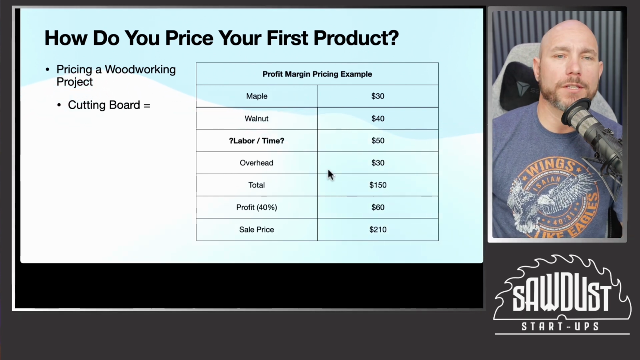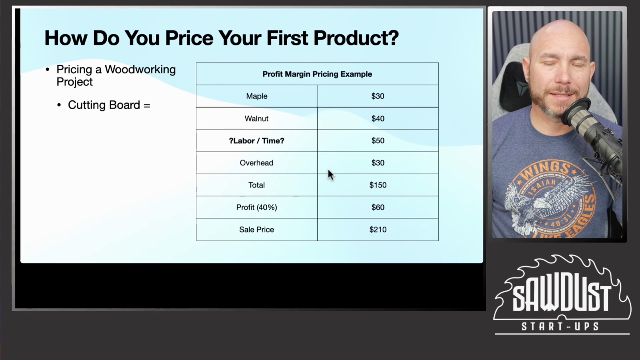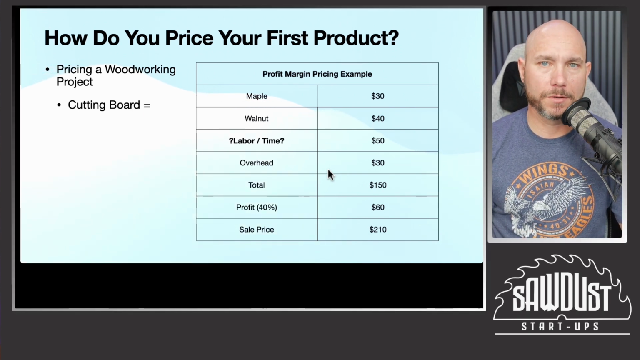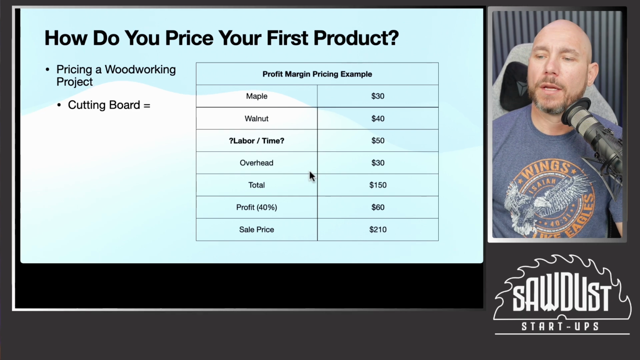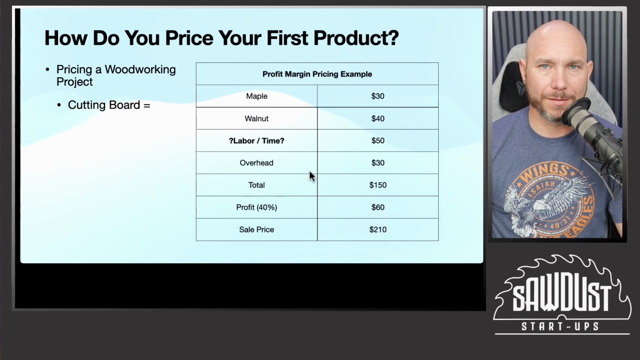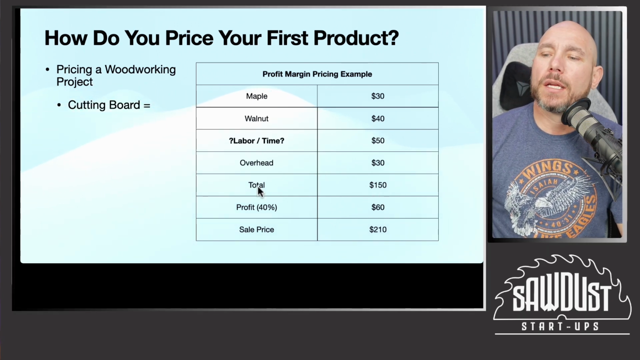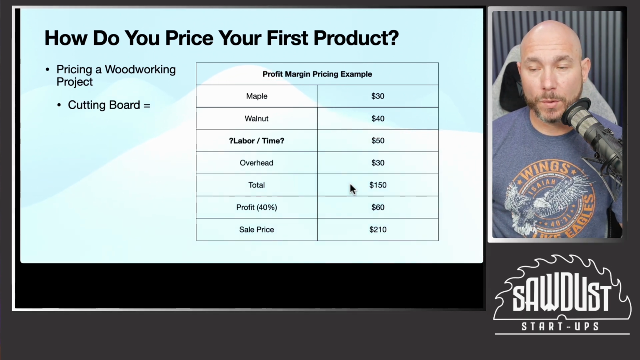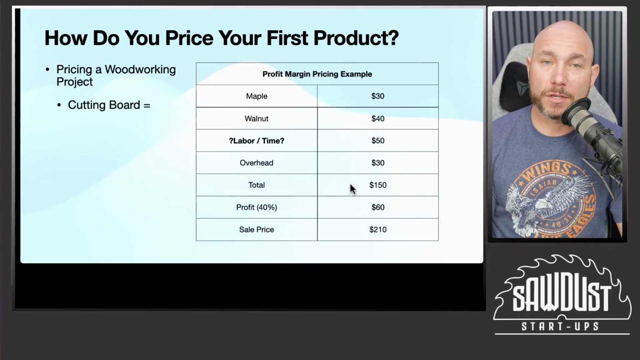Your overhead costs, maybe it's bits and things like that you're doling out over time. It's like an average cost of all the product that you're using up, consumable type stuff, as well as electricity and the rent and all this stuff. So we got a total of $150 that we think is in this board. So we want a profit margin of 40%.